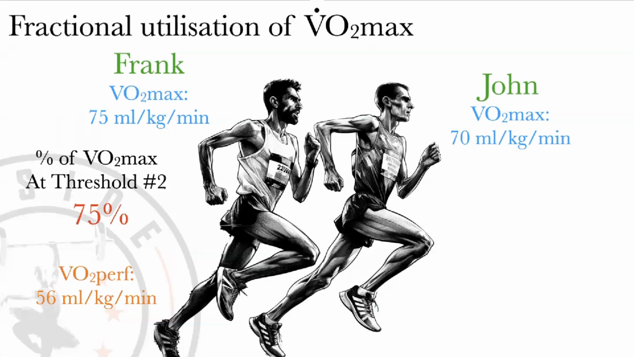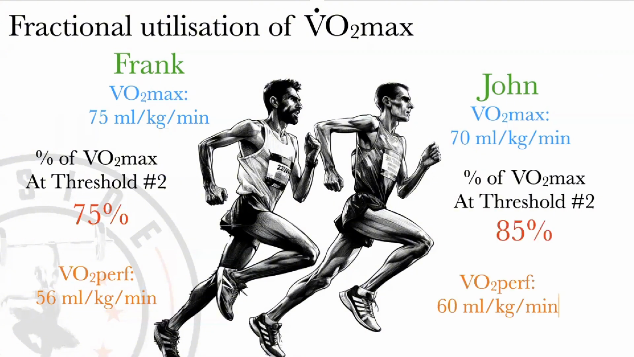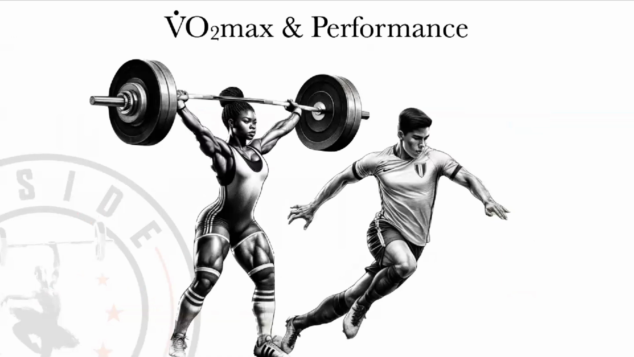And if we look at John, he has a lower VO2 max than Frank, but he can maintain a higher percentage of his VO2 max at threshold. Here it's 85%. So if we take 85% of 70, that brings us to 60 milliliters per kilo per minute, which John can sustain while maintaining a steady state. And in a longer endurance event, well, this is going to be a more important factor for performance than VO2 max alone.